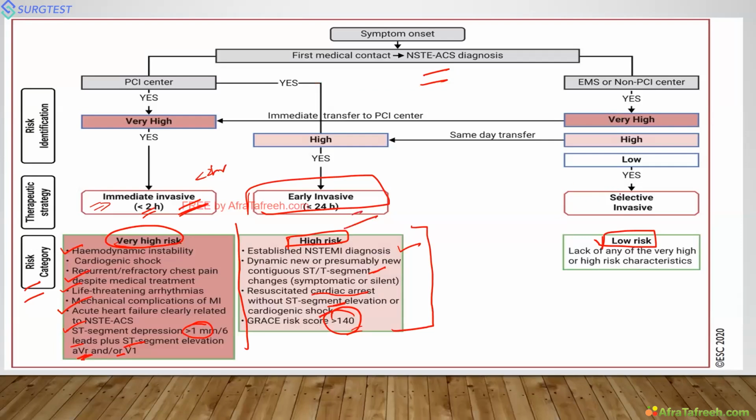All other patients, you can plan for invasive. Whenever the risk is very low, you can plan for a selective invasive strategy. So here our Grace score was more than 140. So we have to take him for PCI within 24 hours. This is the recent ESC guidelines, the 2020 ESC guidelines.